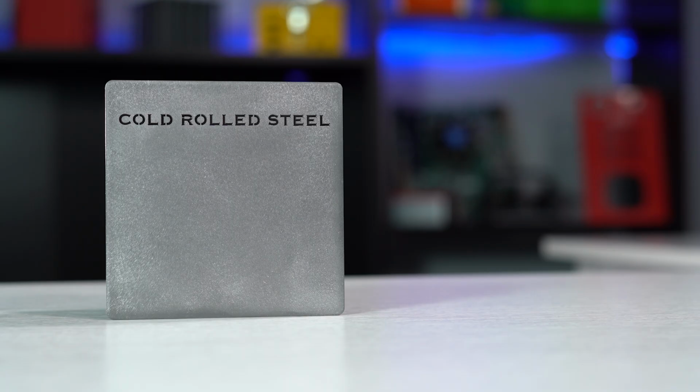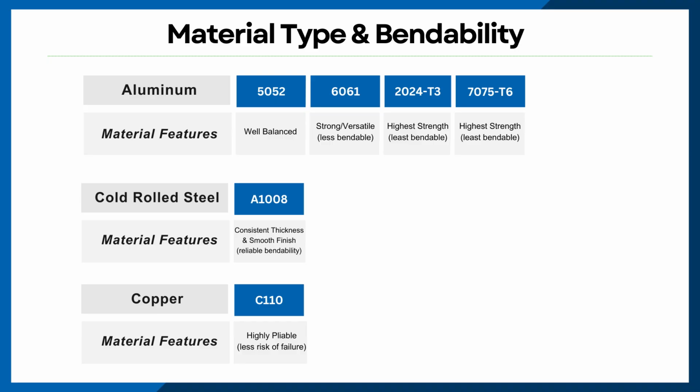Cold rolled steel has a smooth finish and consistent thickness, making it a reliable choice for tight bends, and it's a favorite with our customers. Copper C110, meanwhile, is highly pliable and allows for tight bends without significant risk of failure.